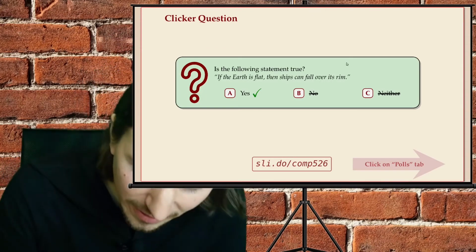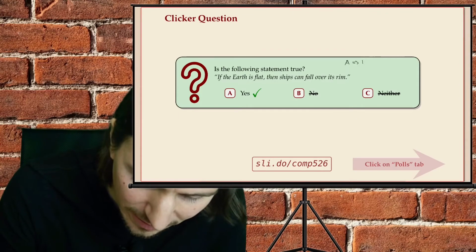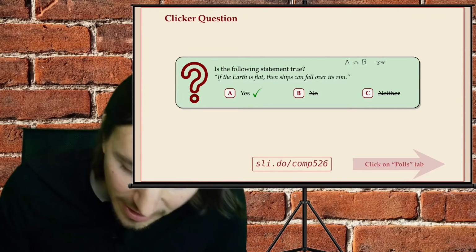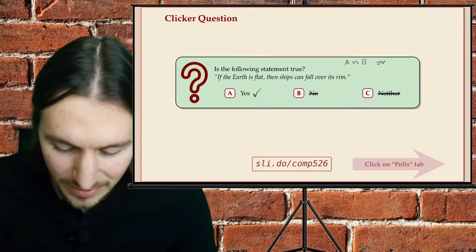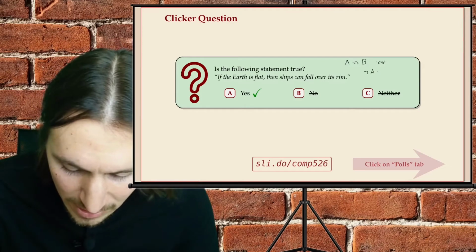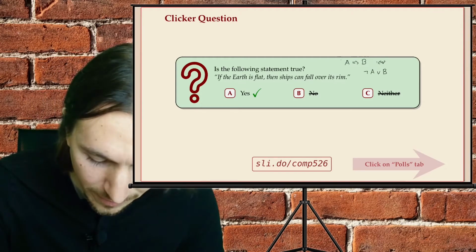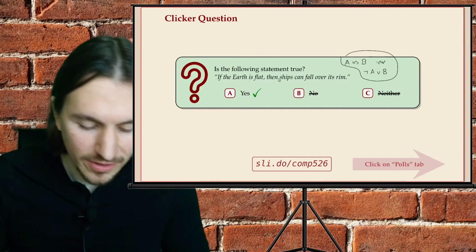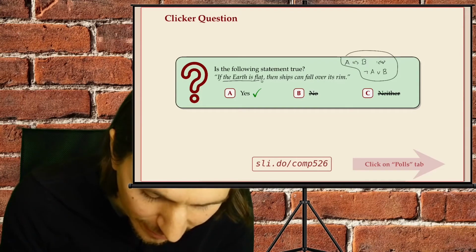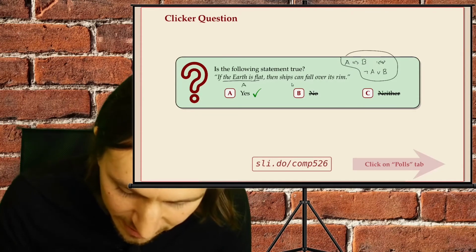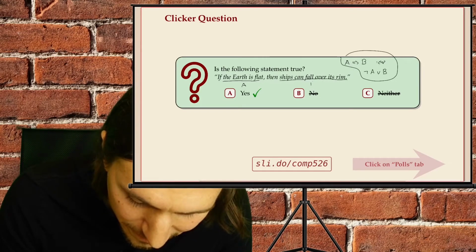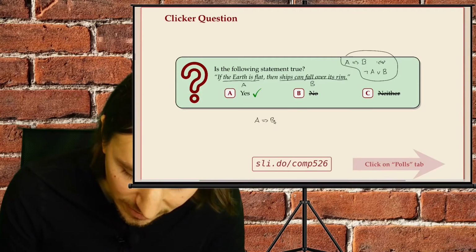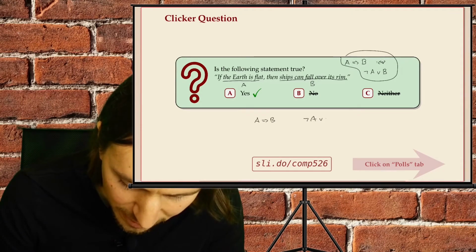It's true because A implies B, again, is defined in terms of other things we already know. A implies B is the same as either not A or B. So in this example, A is the Earth is flat, and B is ships can fall over the rim. Now that means A implies B is the same as this thing, not A or B.